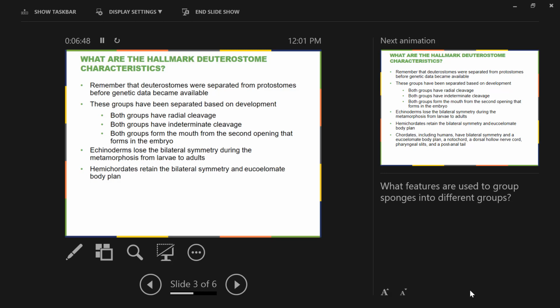Here's one group. It's a very minor group of Deuterostomes, although it still has these shared features as well. Hemichordates, they retain the bilateral symmetry and also retain the eucoelomate body plan. Are sea stars an example of pentaradial? Yeah, they are. And they're an example of echinoderms. So echinoderms include, we'll get to this, this is our next framing question, but sea stars, sea cucumbers, urchins, sea lilies, and sea daisies.